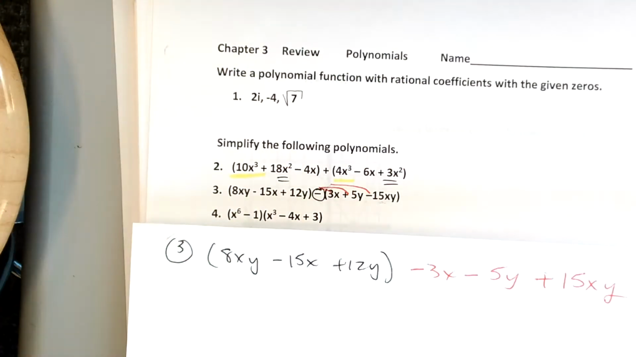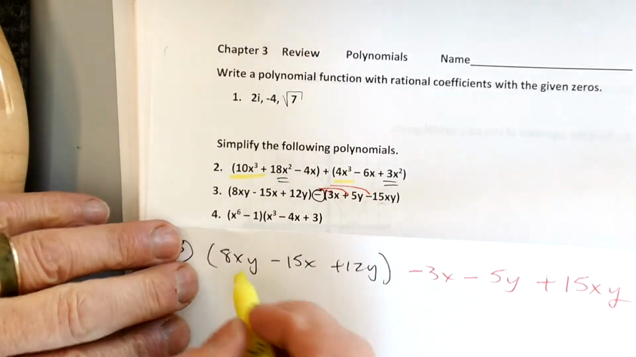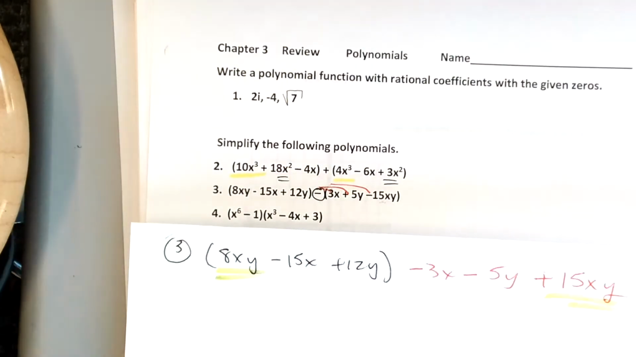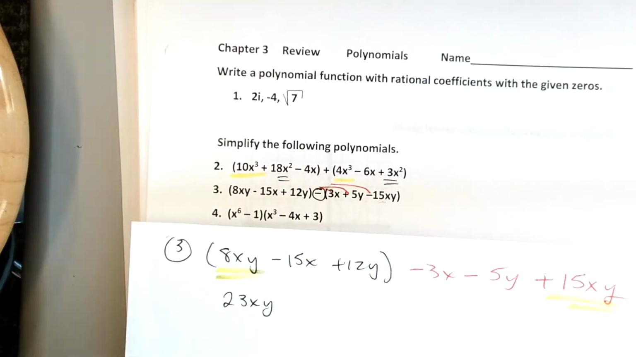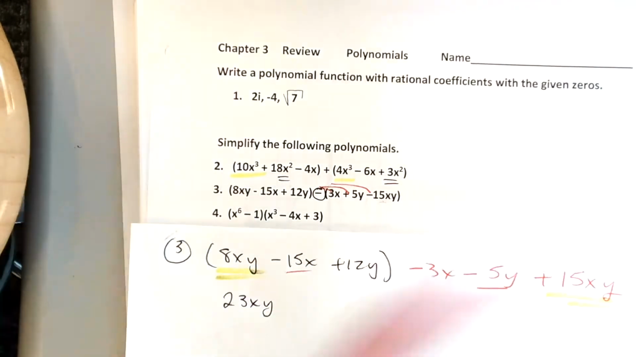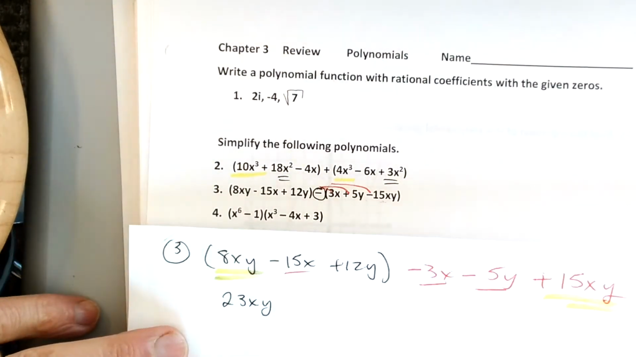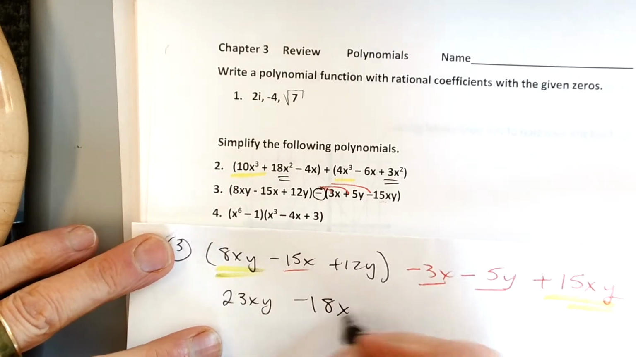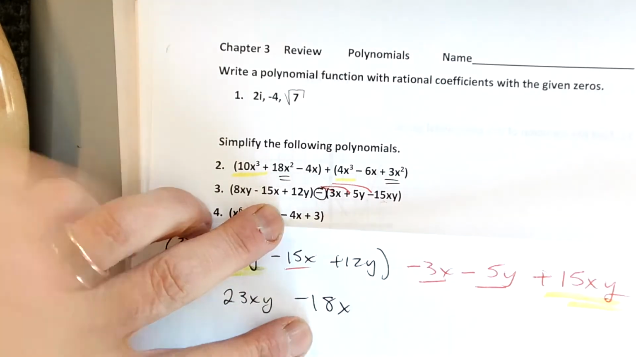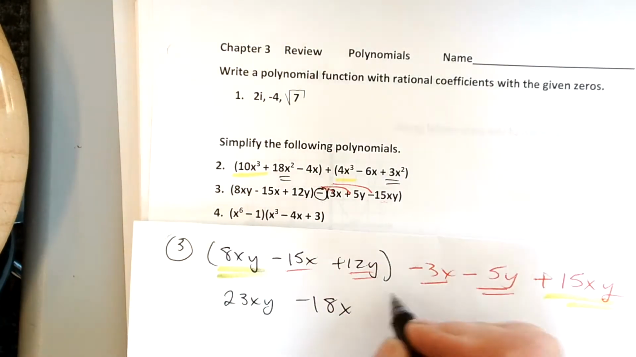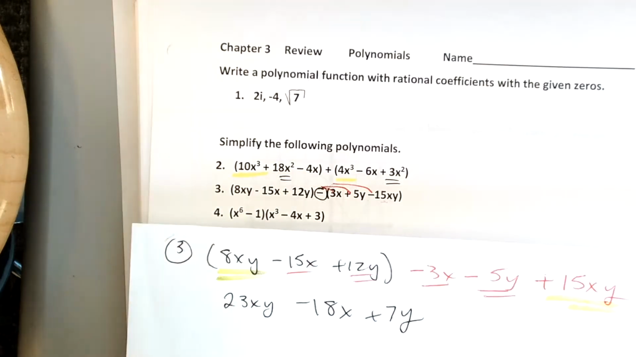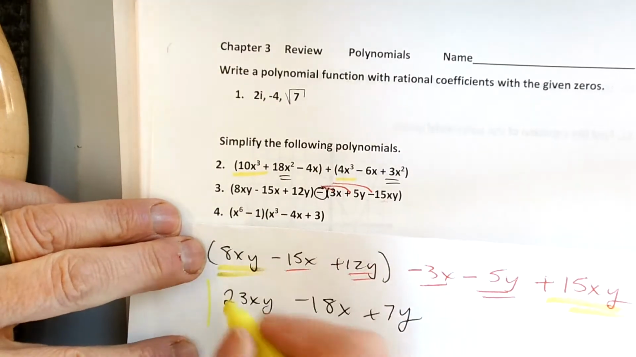15xy. So then I can put that together with common terms. These two are the same, those are both xy, so I'll have a 23xy. I can put together my -15x with my -3x makes a -18x. And finally I can put together my y's. I'll put my 12y with my -5y, and I'll get a positive 7y. Okay, that is my answer. Okay, boom. There it is.